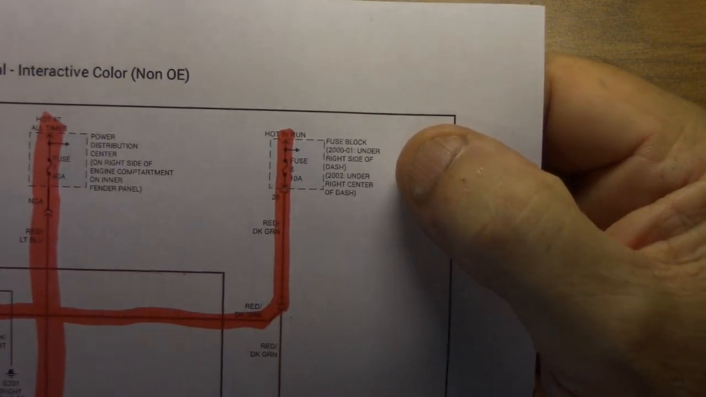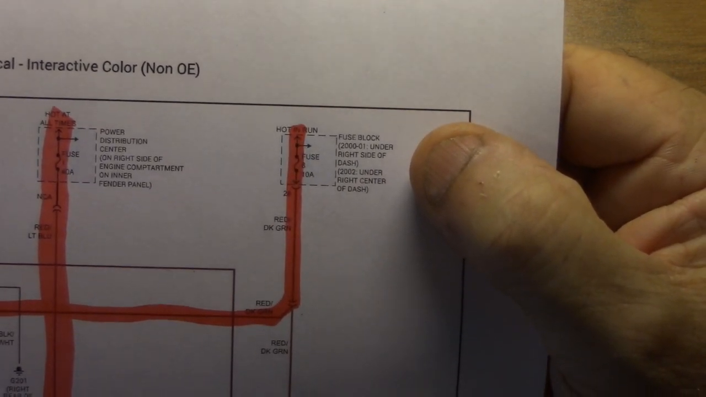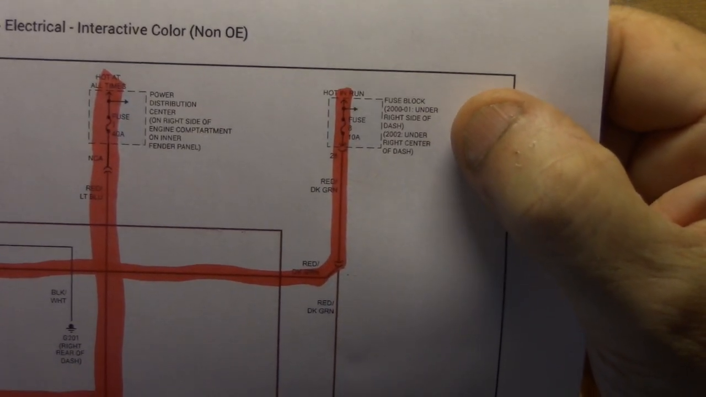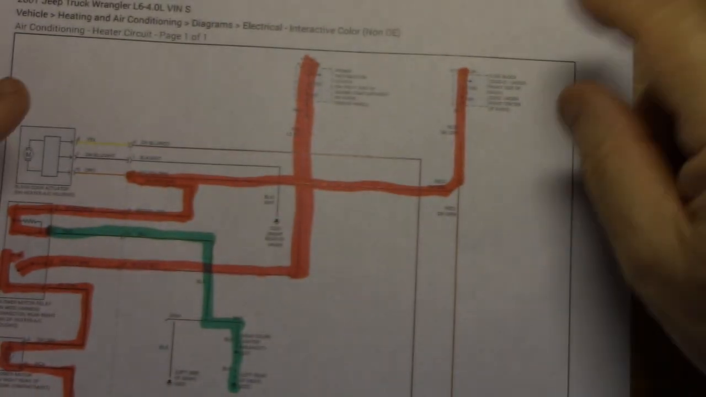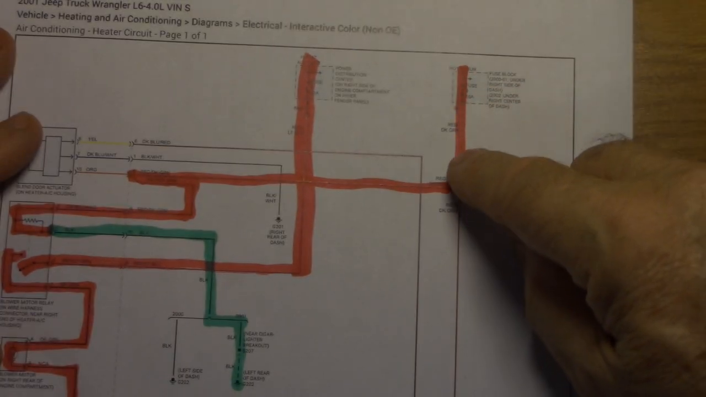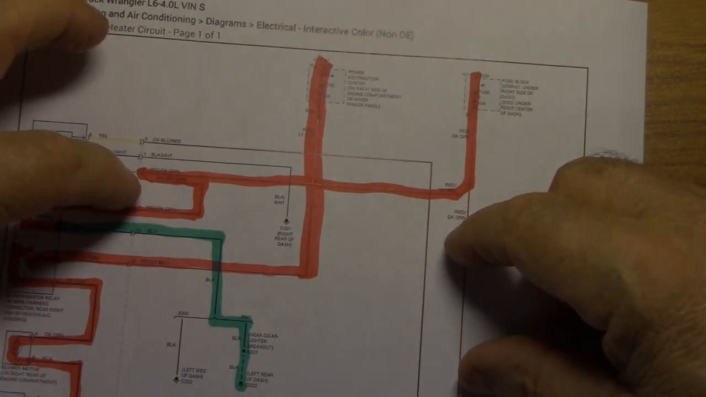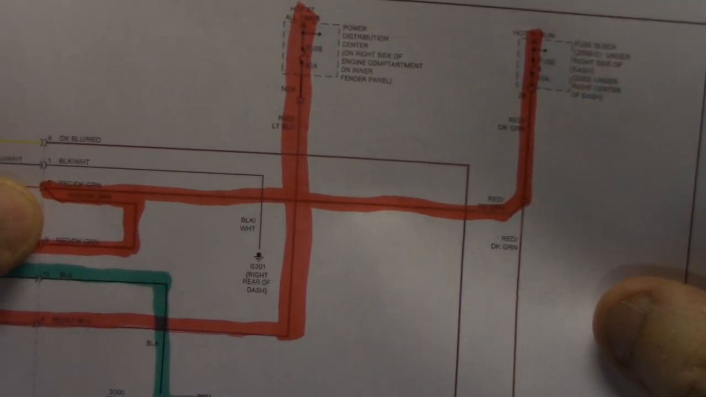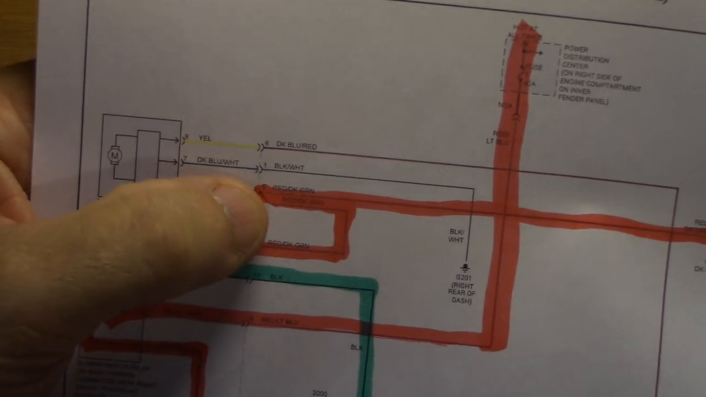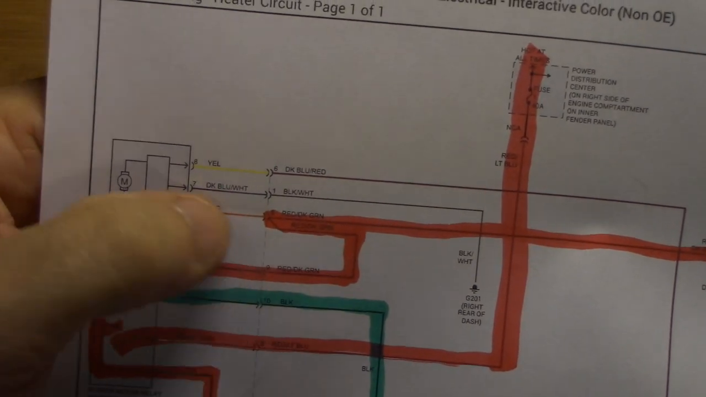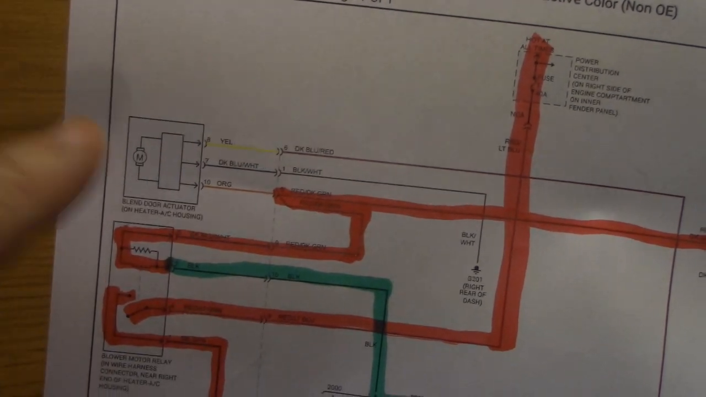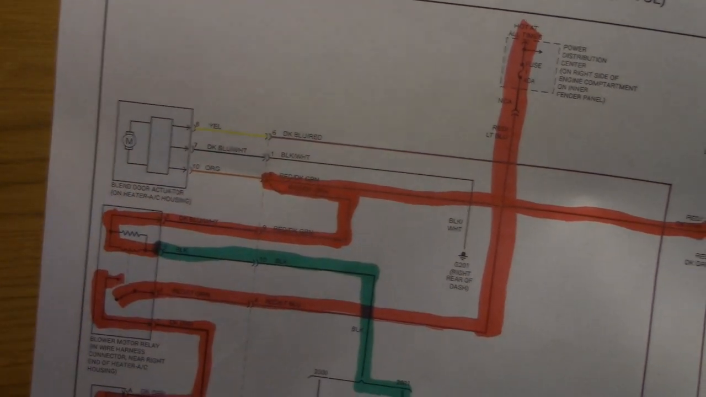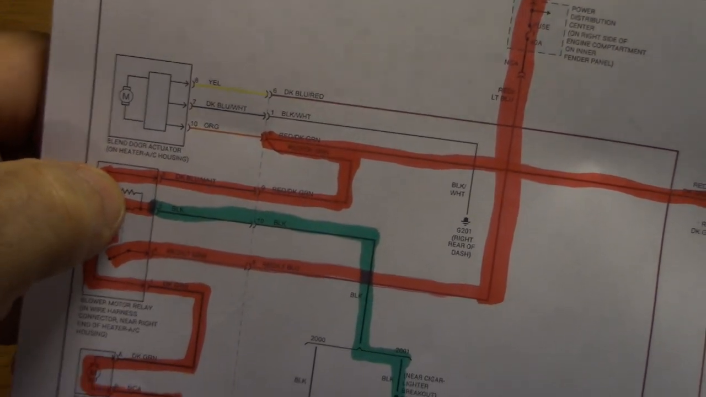The fuse block is under the right side of the dash. Okay, right center of the dash. So the power goes from there. You follow along, and right here there's a junction. Look at the camera. There's a junction there where power goes this way, but we're not worried about that. We're worried about the power that comes over here and goes to the relay. Okay, the blower motor relay.